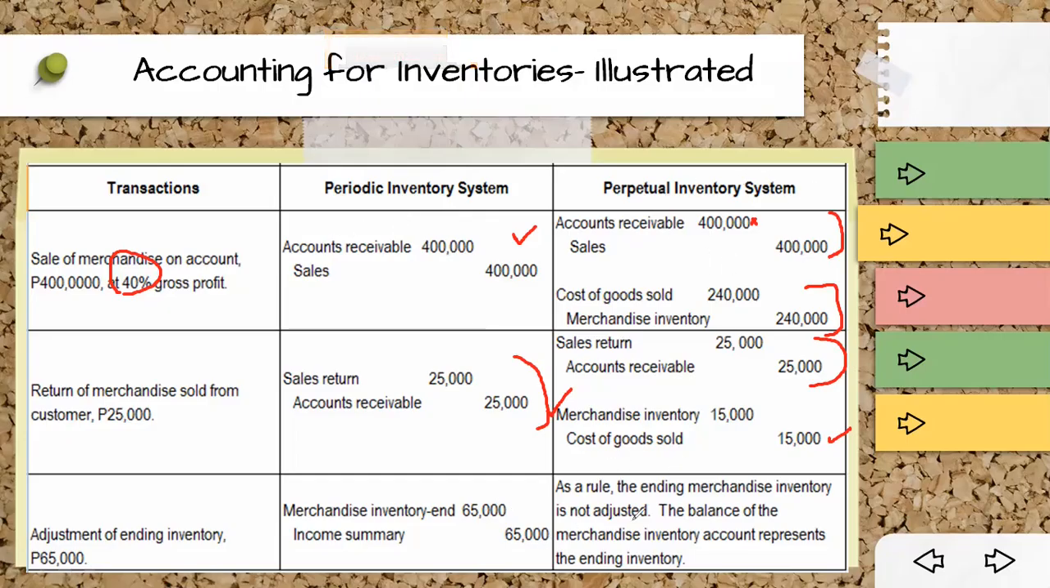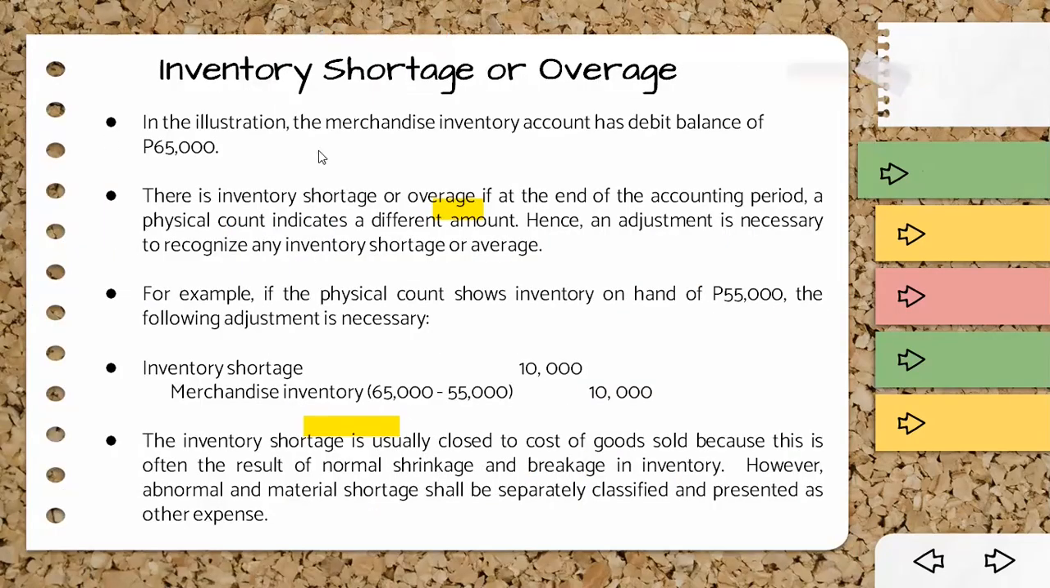Now, for the perpetual inventory system class, wala tayong gagawing adjustment kung ang ating physical count ay equivalent lang doon sa ating records. No? So, as a rule, the ending merchandise inventory is not adjusted. So, the balance of the merchandise inventory account represents the ending inventory. But again, now we have to compare yung physical count mo doon sa iyong records. Kapag may discrepancies, then there is a need for us to account for inventory shortage or inventory overage. So, we have here inventory shortage or overage.